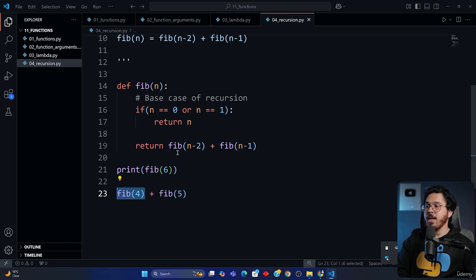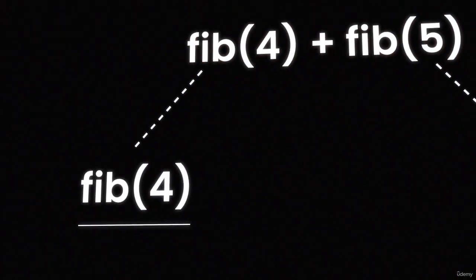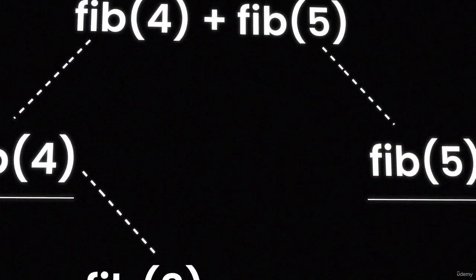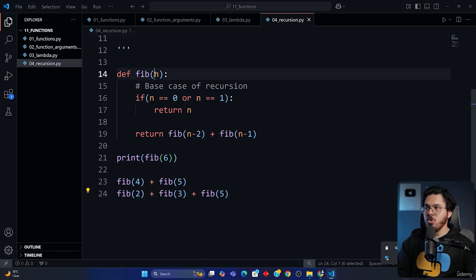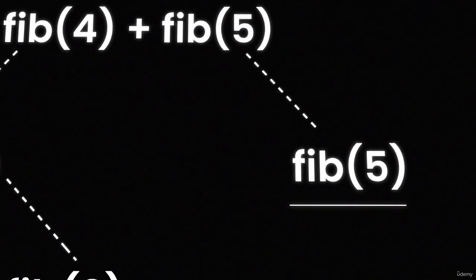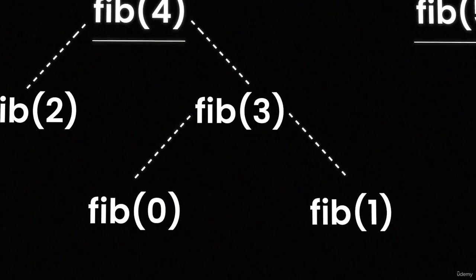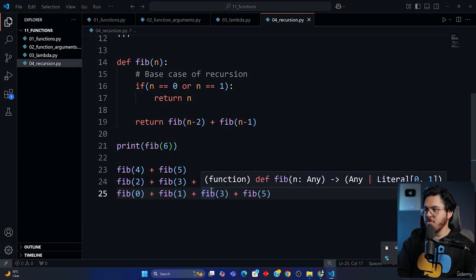Fib 4 is further broken down and n is equal to 4 is passed to the function. The function calls itself, and fib 4 is broken down to fib 2 plus fib 3, and then fib 5 will be written as is. This will be resolved later. Now what is fib 2? n is equal to 2 is passed. This base case is not true. So it will be fib 0 plus fib 1. And then this will be written as is. Awesome. We understood so far.